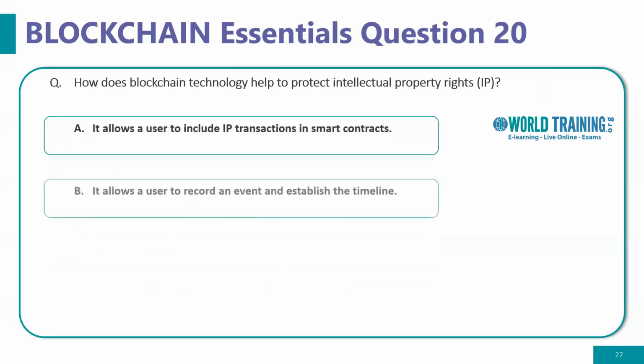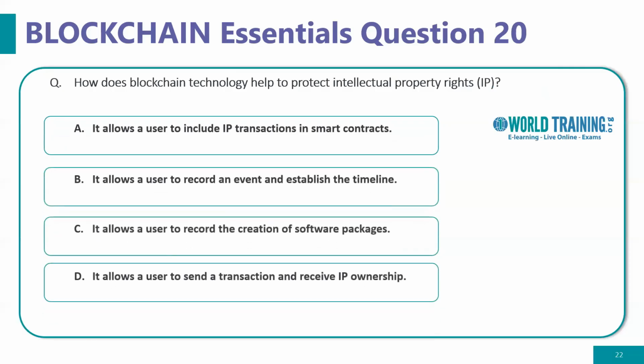So now we have come almost to the end of the questions, which is question number 20. How does blockchain technology help to protect intellectual property? Let's see some of them. Option A is it allows users to include the IP transaction in a smart contract. Option B is it allows users to record an event and establish the timeline. Option C is it allows users to record and create the software package. And option D is it allows users to send a transaction and receive IP ownership.